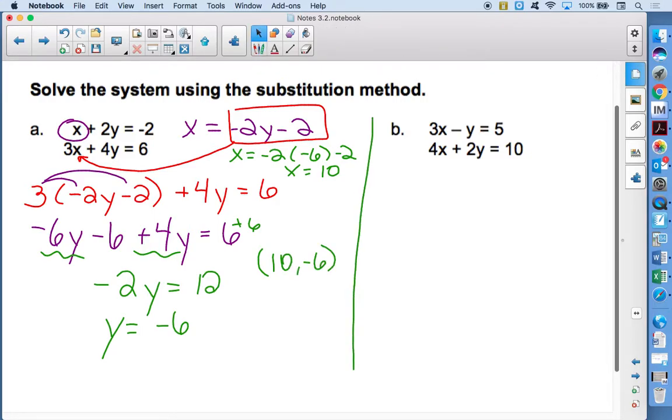So if you haven't done so, see if you can solve B. Use the variable that is already by itself. It's okay if that has a negative in front. Negatives are easy to solve for, or to get by themselves.